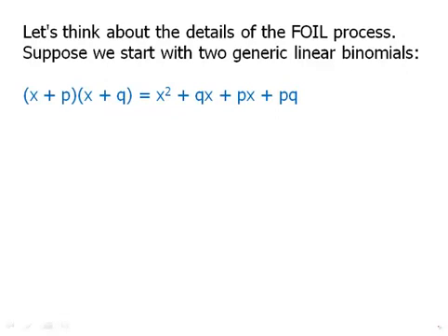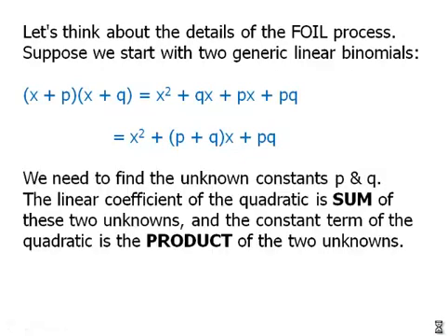Now notice pq, that's two numbers, so that's the constant term. X squared is the quadratic term, and the two middle terms are linear terms, and they are like terms, so we can combine the like terms, and we get this. Now this is very interesting. Imagine we look at our quadratic trinomial, and we see this. So really, that linear coefficient is p plus q, and that constant term is p times q.